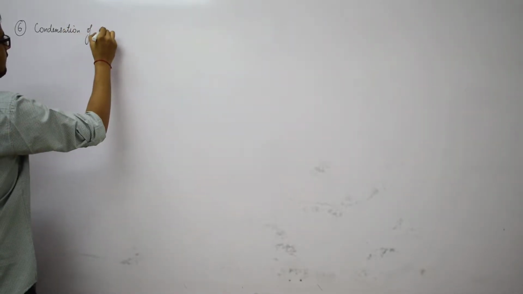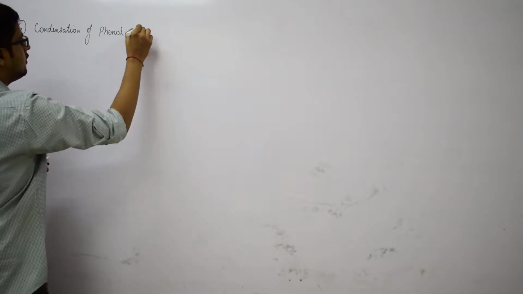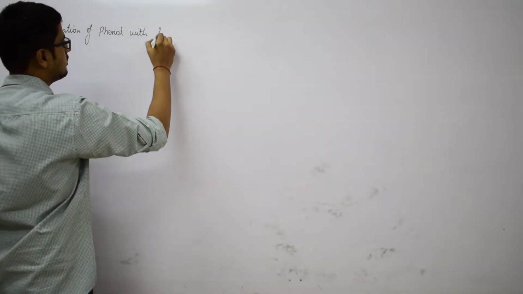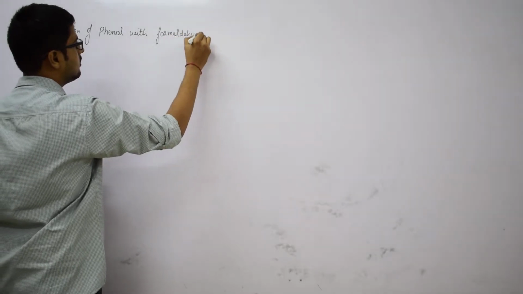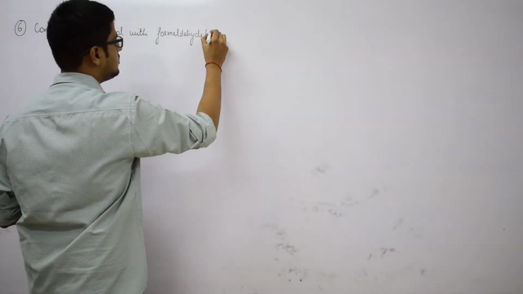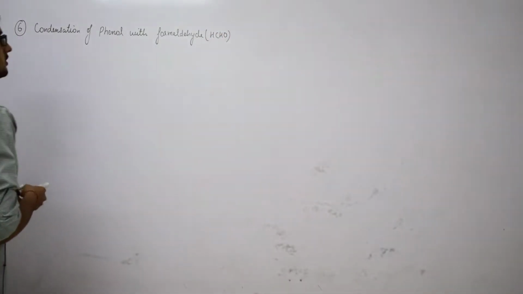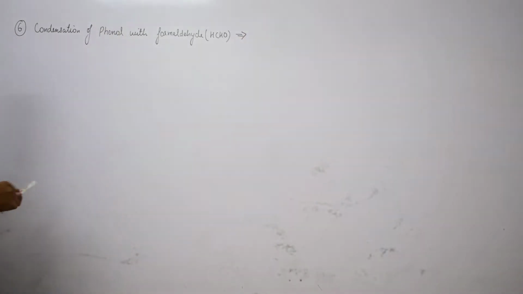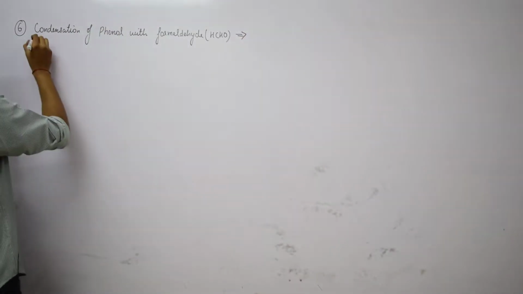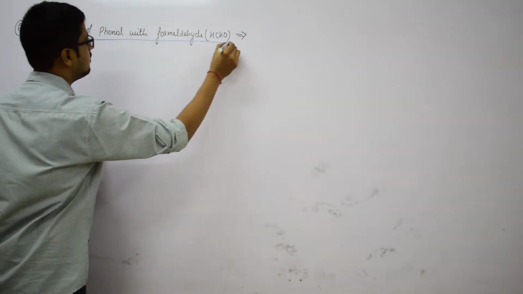phenol with formaldehyde. That we can say as HCHO. This is our formaldehyde molecule. So, this is our next reaction, the 6th reaction, wherein we have to see the condensation of phenol with formaldehyde.